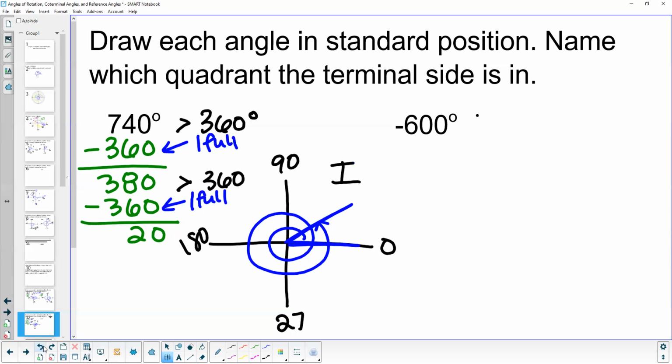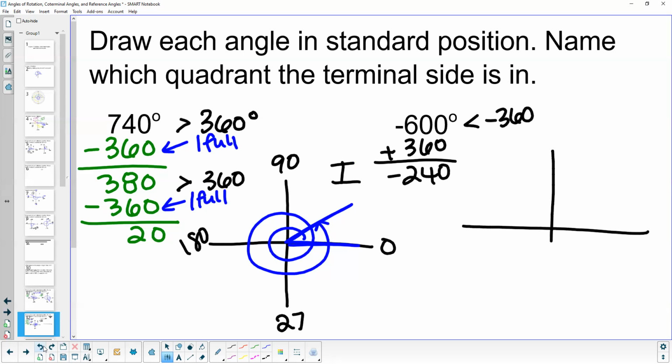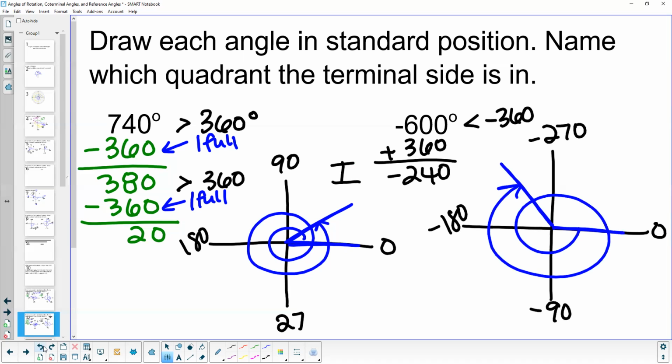Because negative 600 is less than negative 360, we want to add 360 to it. And if we do negative 600 plus 360, we end up getting negative 240. Now, as we go to draw this angle, again, we're going in our negatives, so we've got our 0, negative 90, negative 180, negative 270. What we want to do is we need to go to negative 240, which will be over here. But to get there, we had to go all the way around our circle once, and then back one more time to end up in that quadrant 2 area. So that's how those coterminal angles work.